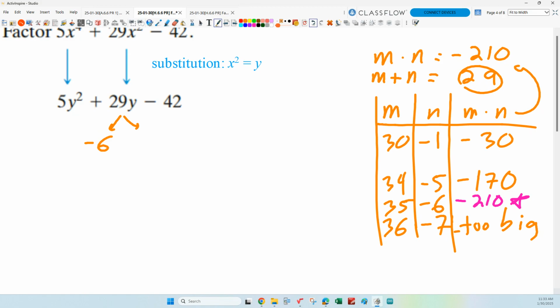Is it just negative 6? Why? Because I'm splitting that whole term, right? I'm splitting the 29y's into negative 6y's plus 35y's. And then the other terms remain the same.